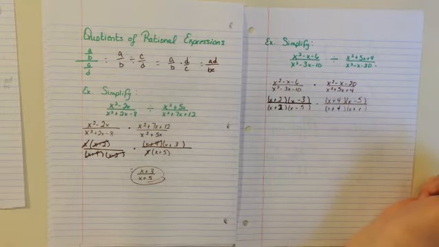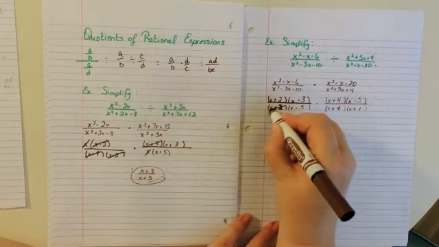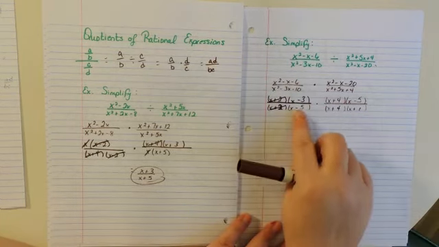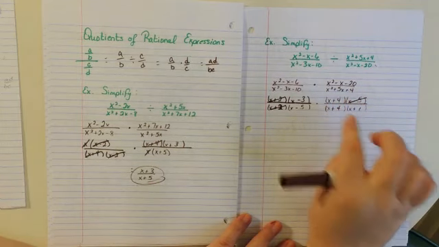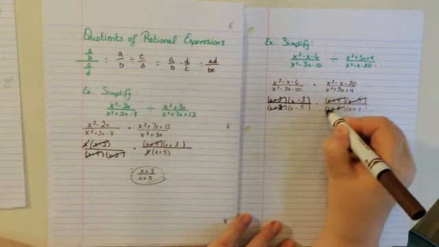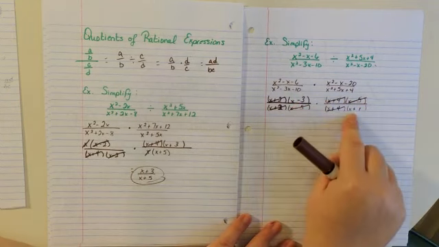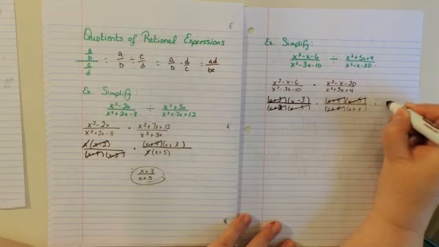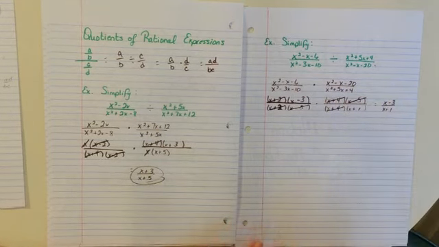Okay, now we can start canceling. So we have x plus 2 and x plus 2. We have x minus 5 and x minus 5. We have x plus 4 and x plus 4. And that leaves us with x minus 3 over x plus 1. Okay?